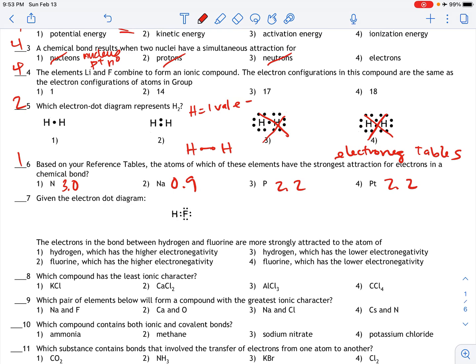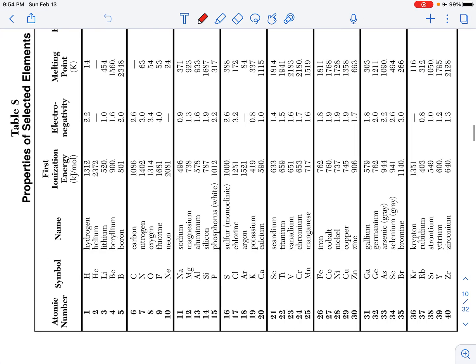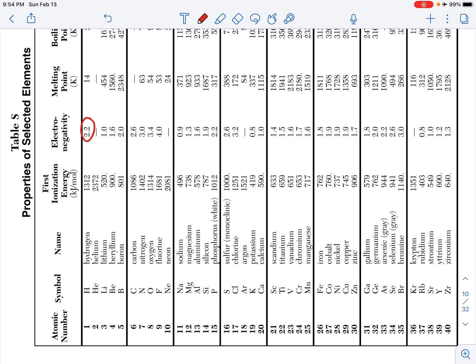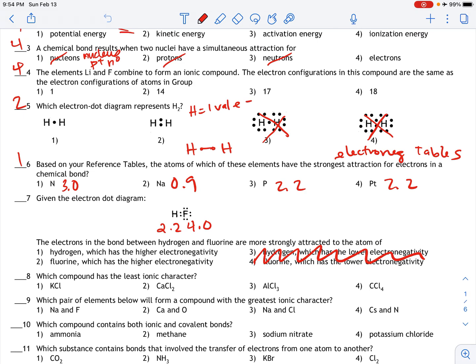Given the electron dot diagram, the electrons in the bond between hydrogen and fluorine are more strongly attracted to, well, first of all, whoever has the higher electronegativity. So these can't be the choices. Who has the higher electronegativity? I know that fluorine is a 4.0, and I'm pretty sure this is 2.2, but let's just check, because I don't always remember. 2.2. There it is. Yes, obviously the higher number is the more electronegative.